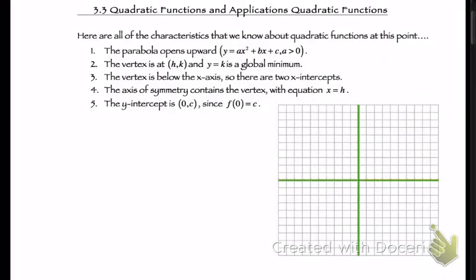Okay, 3.3, quadratic functions, and guess what? Applications start today, day 4. So think about what we've done to this point. We have remembered characteristics. We graphed it the old Alg 2 way. We have graphed them the new Alg 3 way by changing them into vertex form. We have then written equations in vertex form, and now it's time to take a look at some applications.